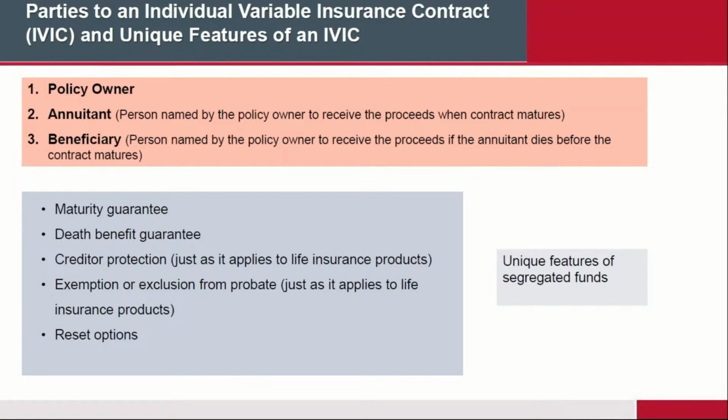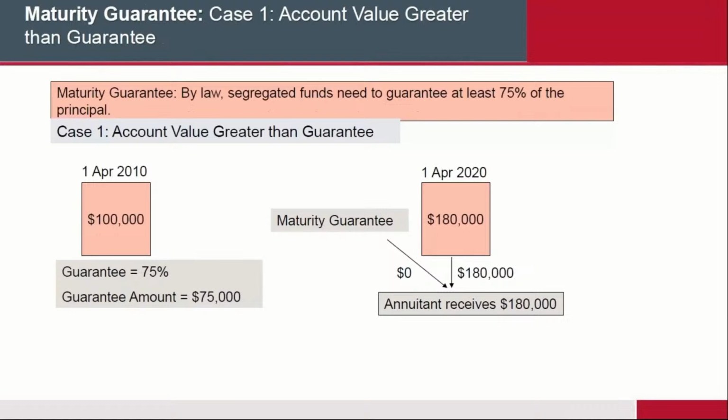Okay. So some of the other very important features of segregated funds, and we're going to look at each one of these very carefully in a moment: maturity guarantee, death benefit guarantee, creditor protection, exemption from probate, and reset options. So let's take a look at those. Like I say, the blue parts are the unique features of segregated funds. So let's take a look at maturity guarantee first, which is the one that most people really like, and why people buy segregated funds.